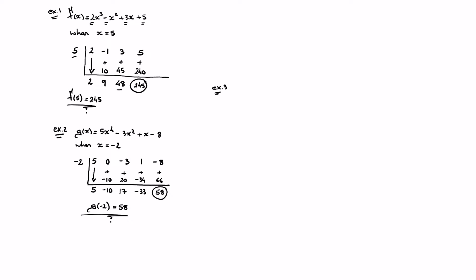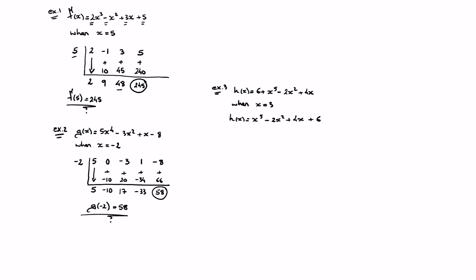Let's say we're asked to evaluate h of x equals 6 plus x to the power of 5 minus 2x squared plus 4x, and we're asked to evaluate this when x equals 3. Well, a couple of things are worth pointing out here. First of all, we can see that this polynomial function isn't written in decreasing powers of x. So we're going to start by doing that. Remember, the polynomial function should always be written in decreasing powers of x. So that's h of x equals x to the power of 5 minus 2x squared plus 4x plus 6.